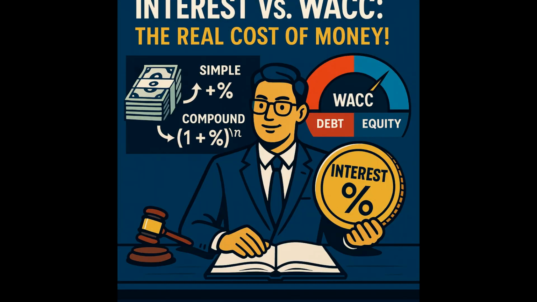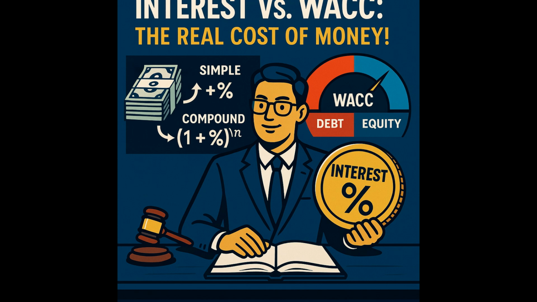Interest is the cost of borrowing money. For example, if a company takes out a $100,000 loan at 5% annual interest, it pays $5,000 each year. Lawyers often negotiate whether interest is simple or compound, which can affect damages or contract terms.